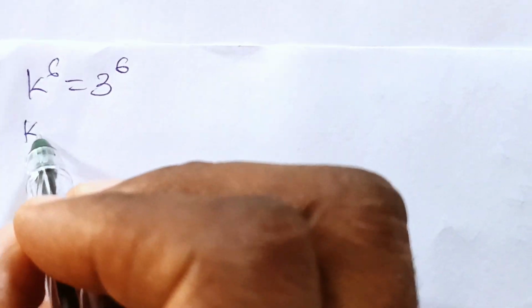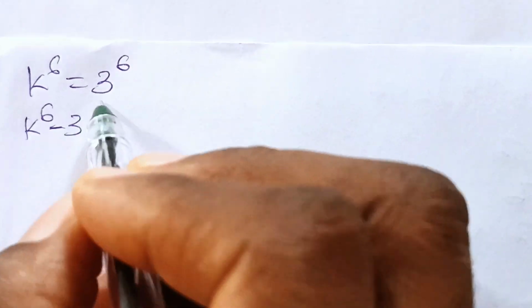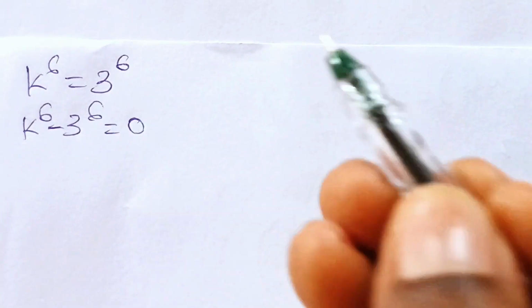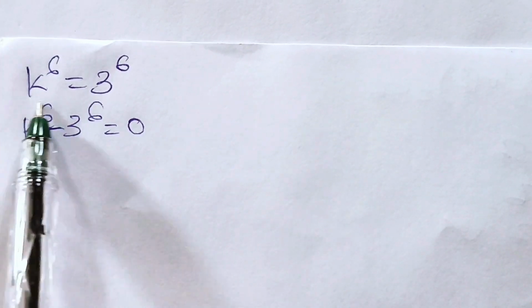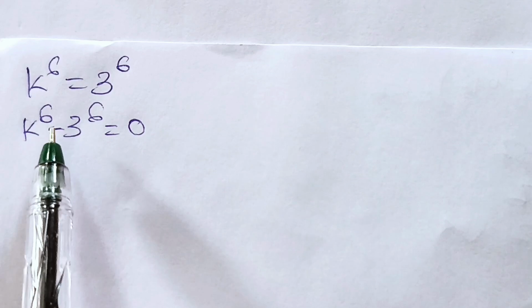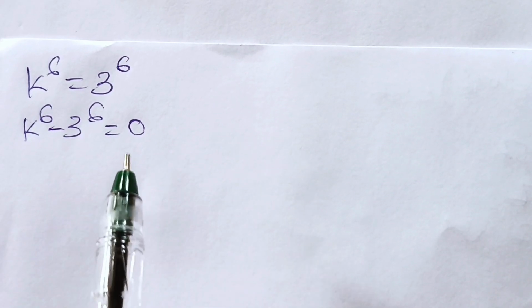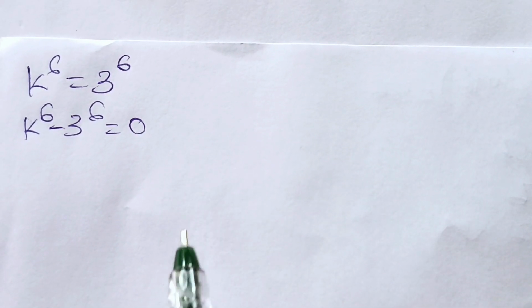So we have k to the power of 6 minus 3 to the power of 6 is equal to 0. Yes, and most of you will say k is equal to 3. Yes, of course k is equal to 3 from observation. Now what of the other five values of k? You see why you need to watch to the end.